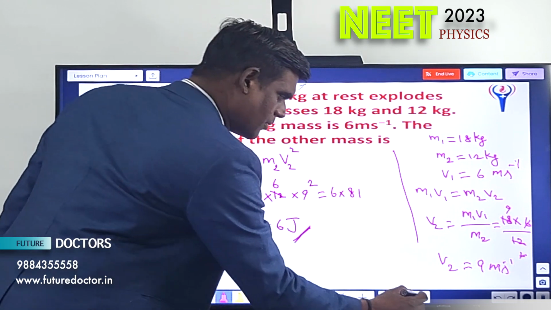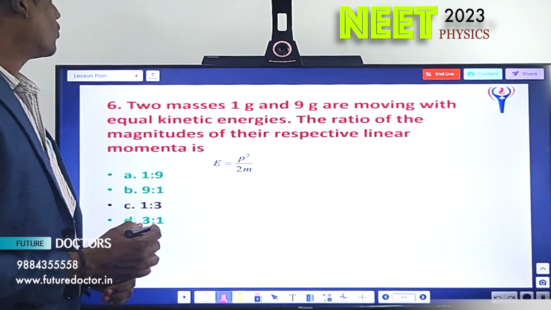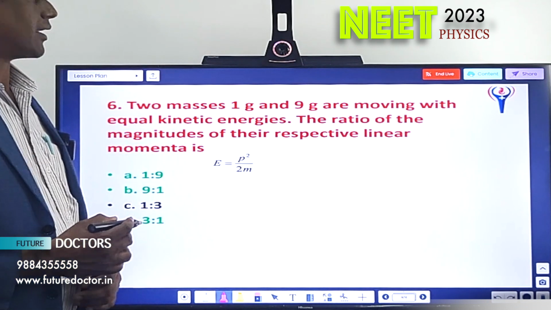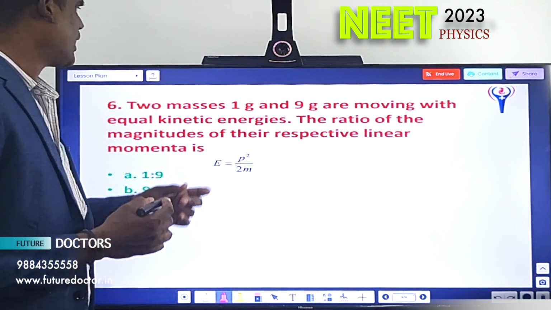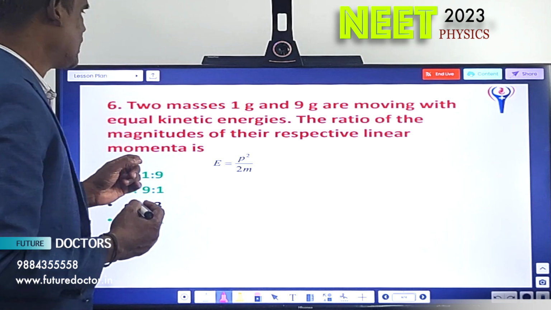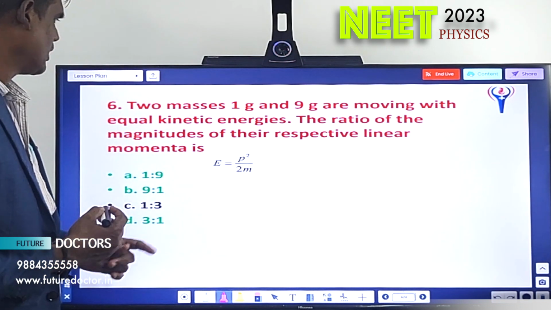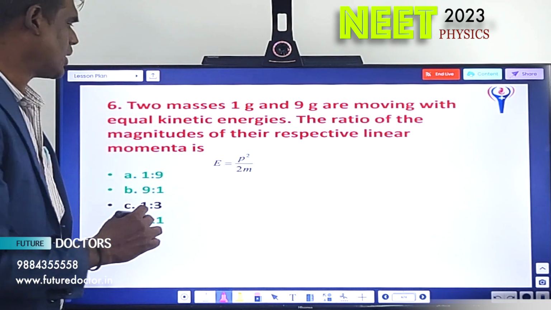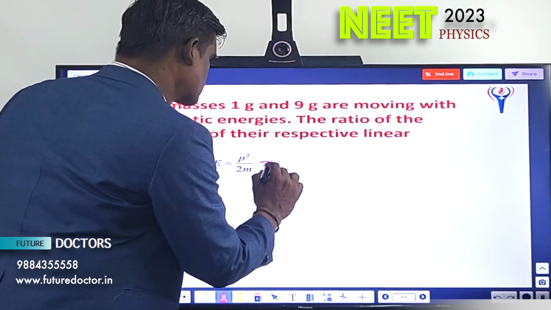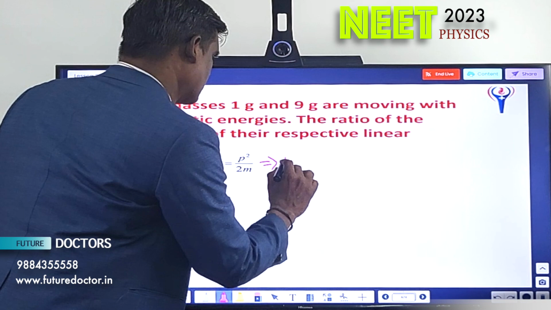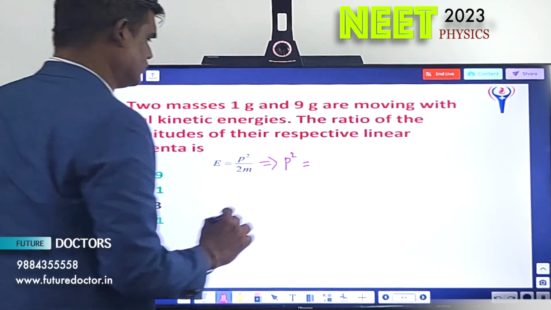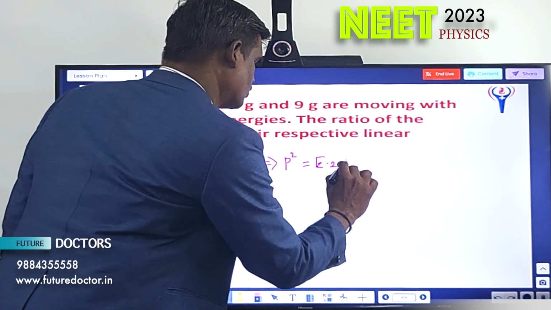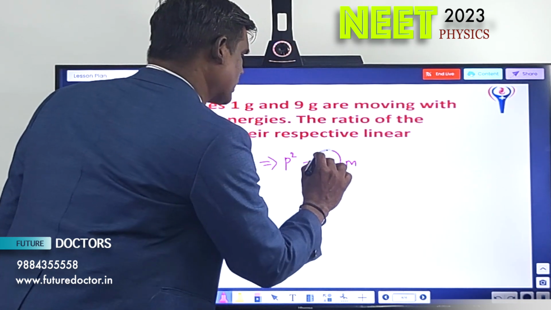Let's move to question number 6. Two masses 1 gram and 9 gram are moving with equal kinetic energies. The ratio of the magnitude of the respective linear momenta is dash. Here kinetic energy is the same, so there is a relation between P and 2m only. E equals P square by 2m. Then P square equals E into 2m. Here E and 2 are constants.